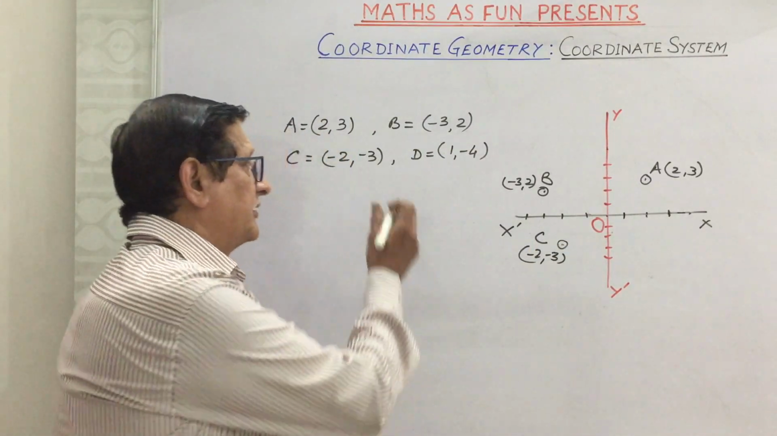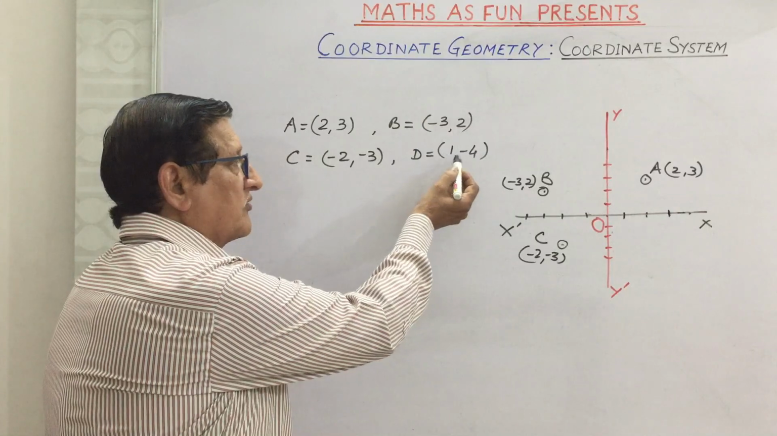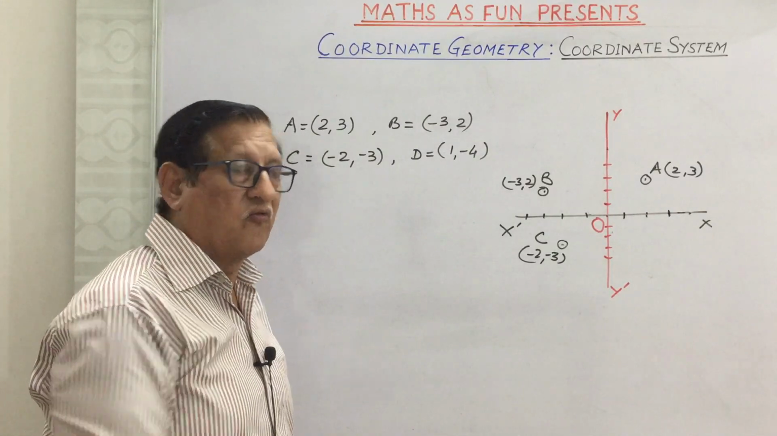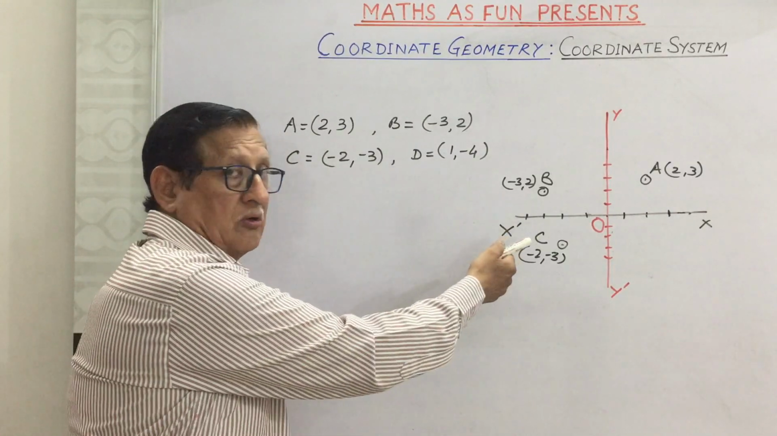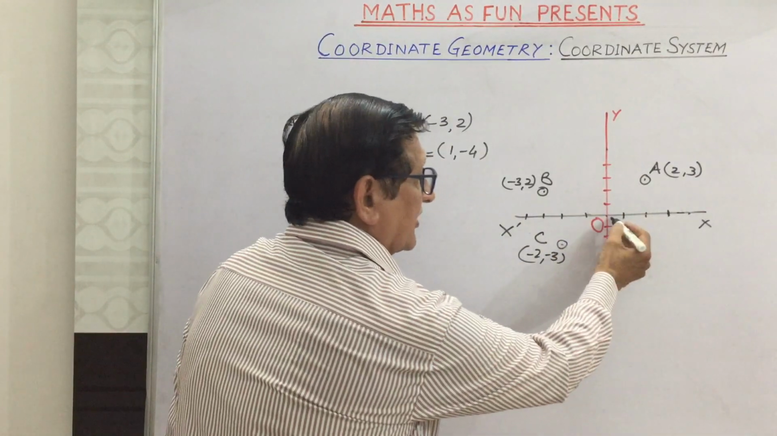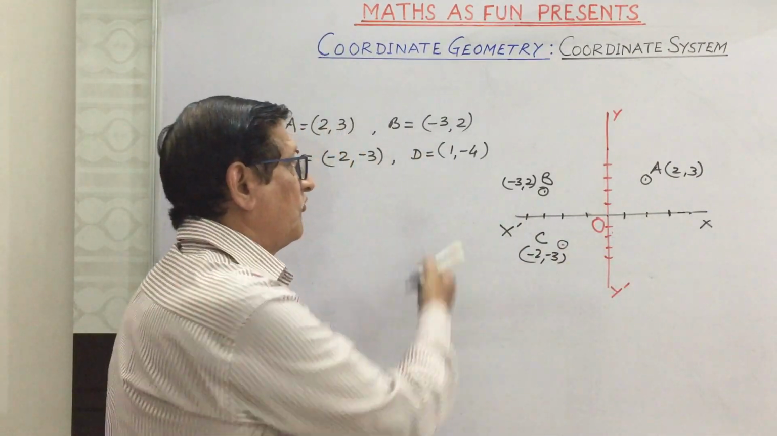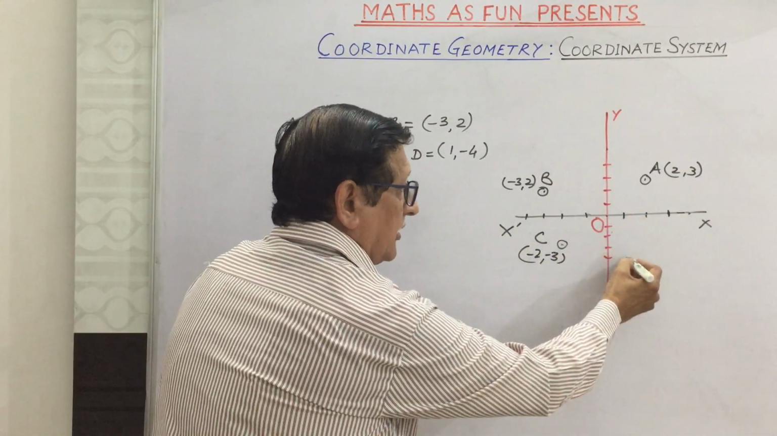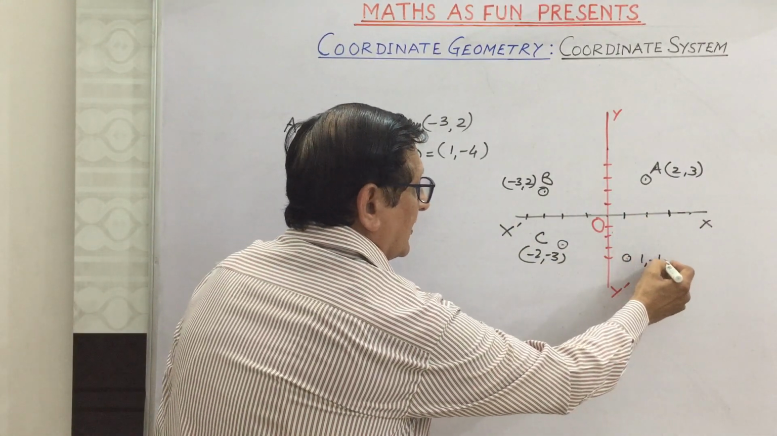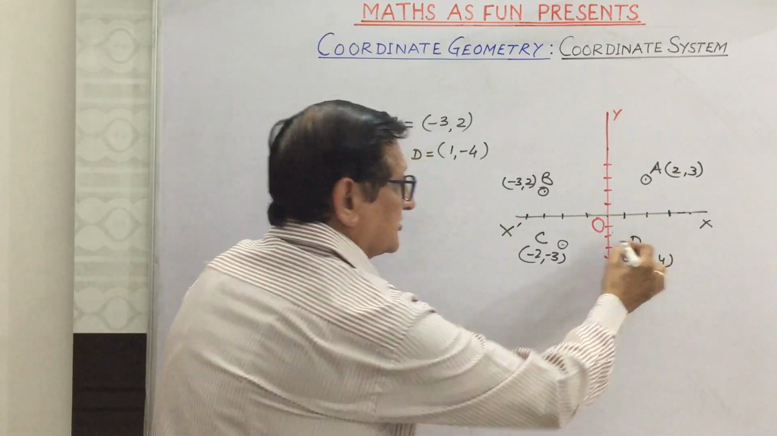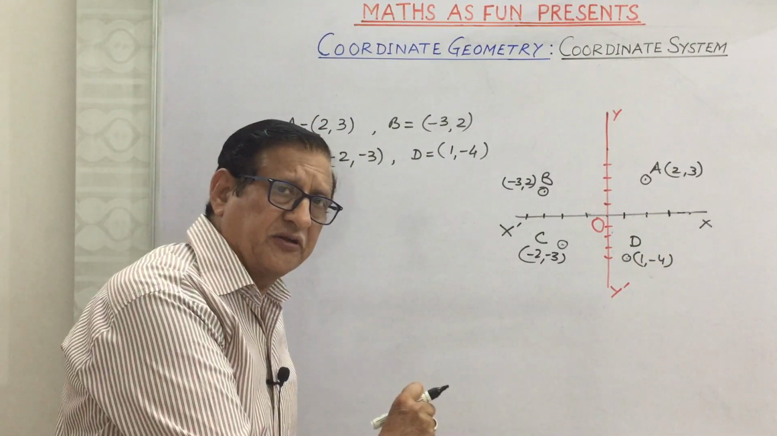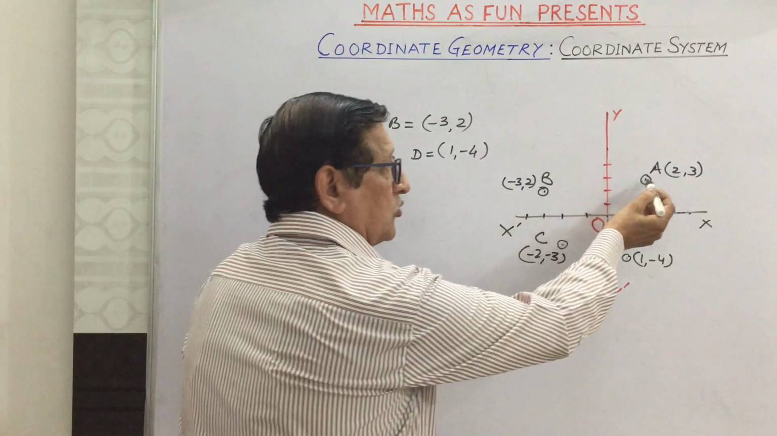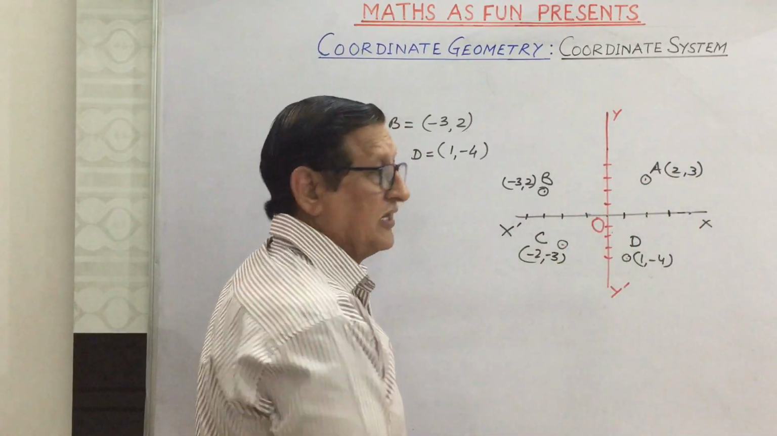Fourth point is D, whose coordinates are 1, -4. 1 is positive, so we go along the x-axis in the positive direction by 1. 4 is negative, so we go in the negative direction of y-axis from here, and this is the point 1, -4. This is D.